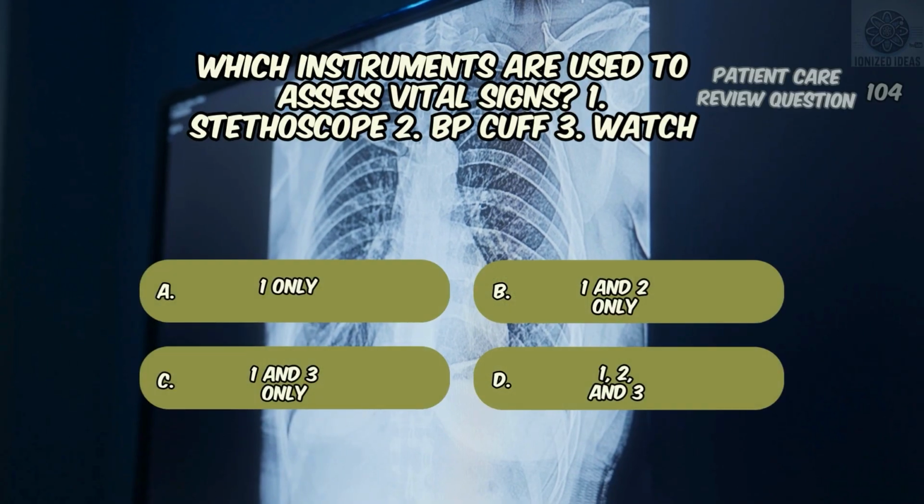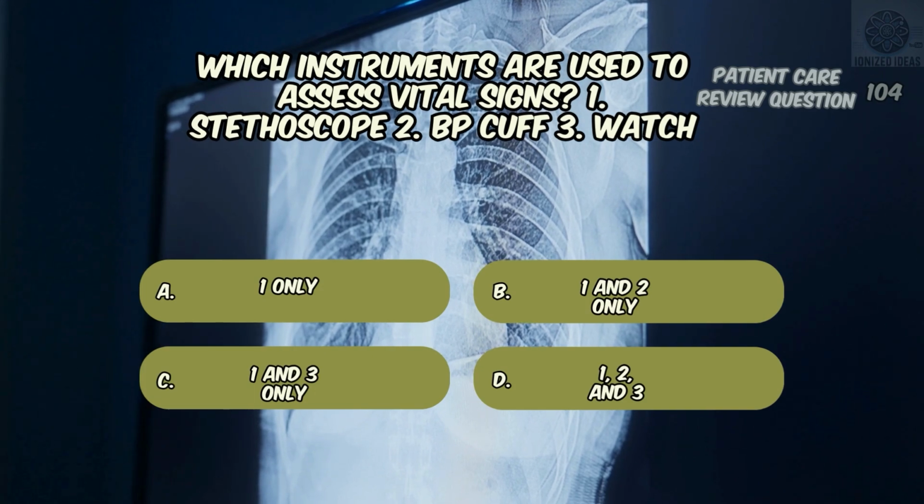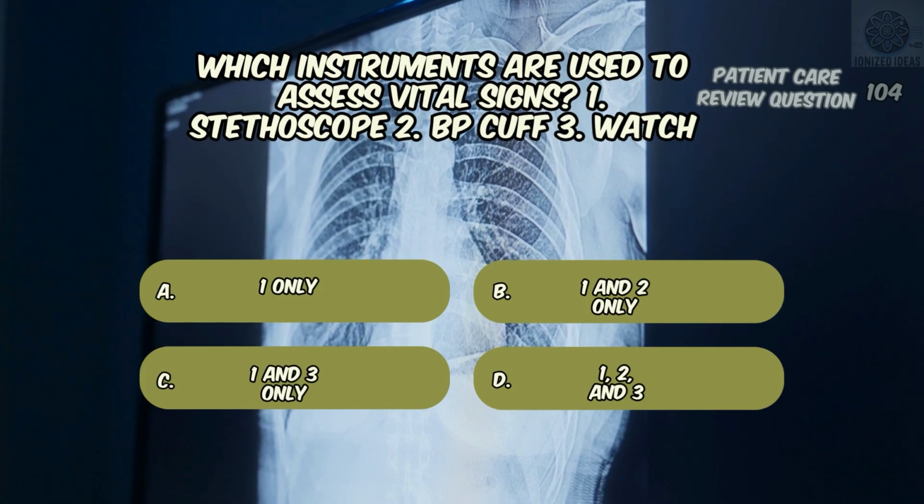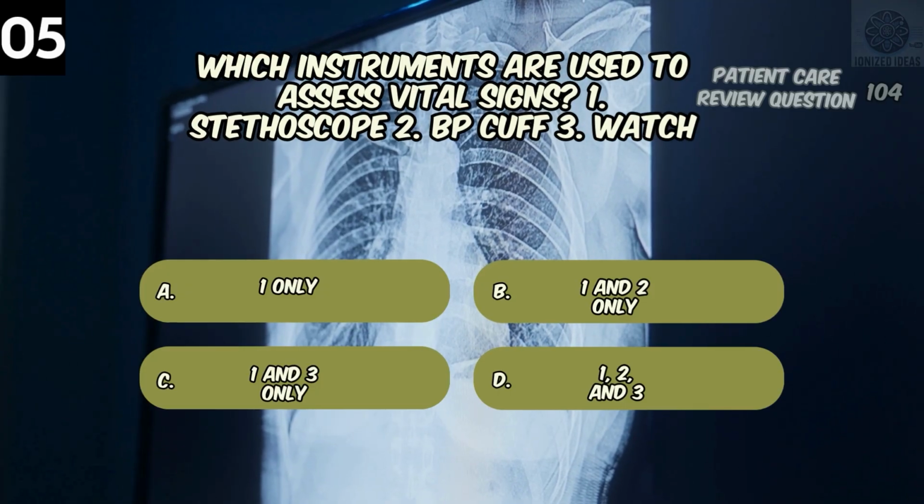Which instruments are used to assess vital signs? 1. Stethoscope 2. BP cuff 3. Watch. A. 1 only, B. 1 and 2 only, C. 1 and 3 only, D. 1, 2, and 3.